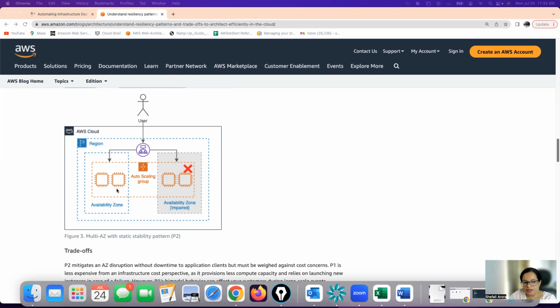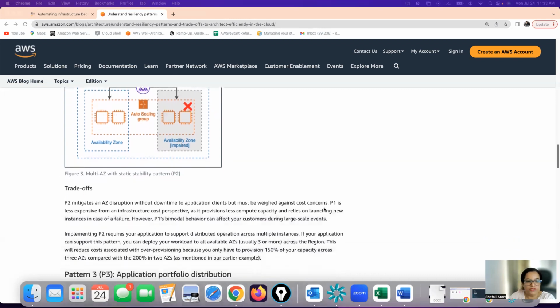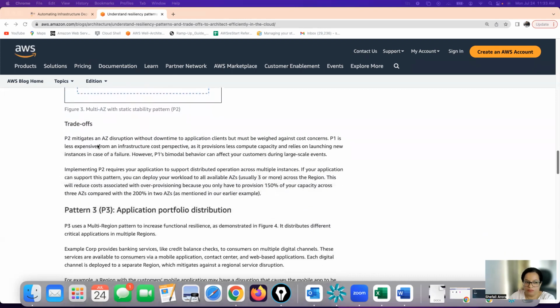So using the health checks, as soon as one AZ becomes impaired, as you can see here, the other one would be in an operational condition. So this is about the P2 pattern. And if we look at the trade-offs, it actually mitigates an AZ disruption without downtime. So there would be no downtime.